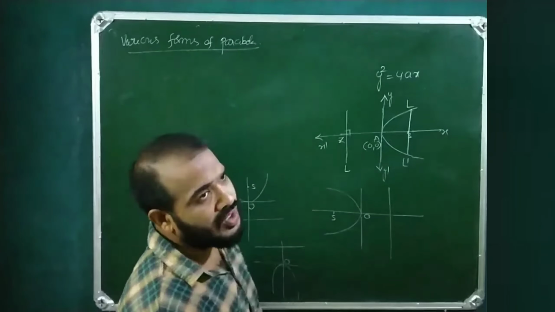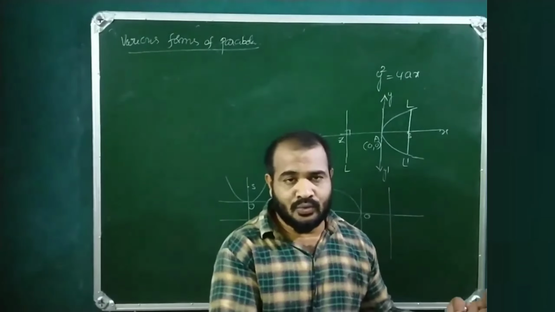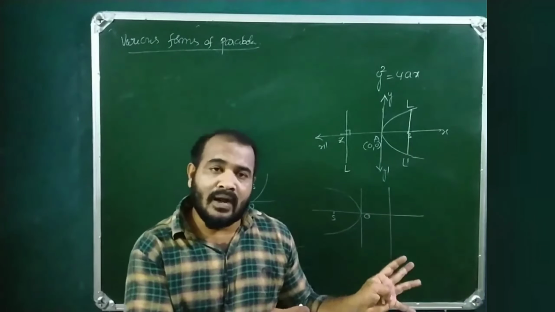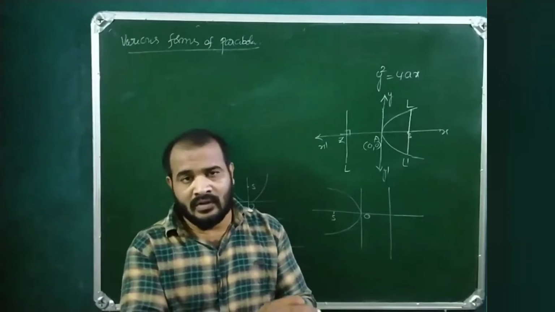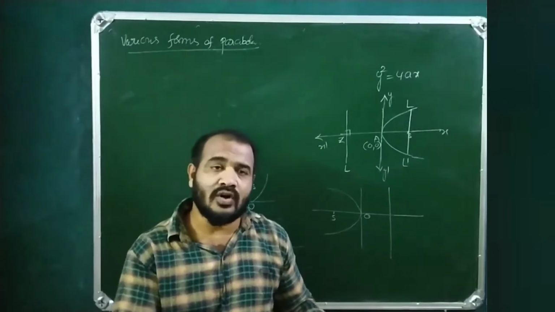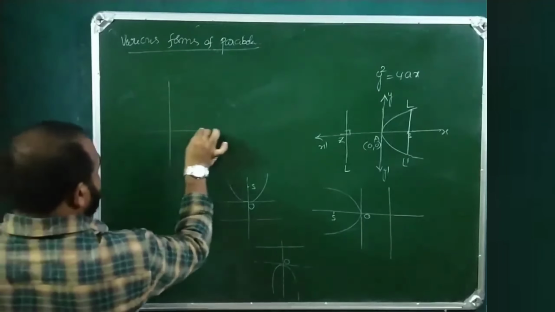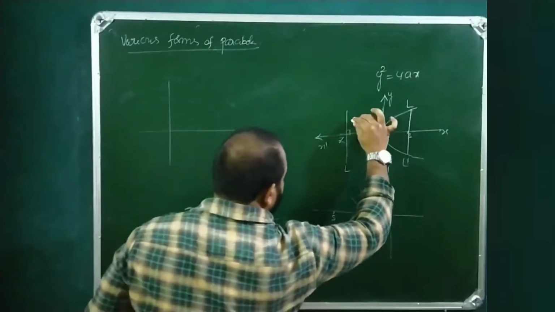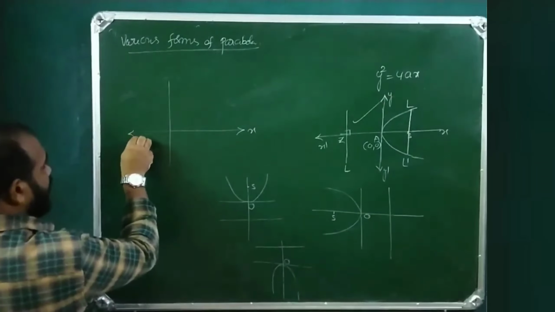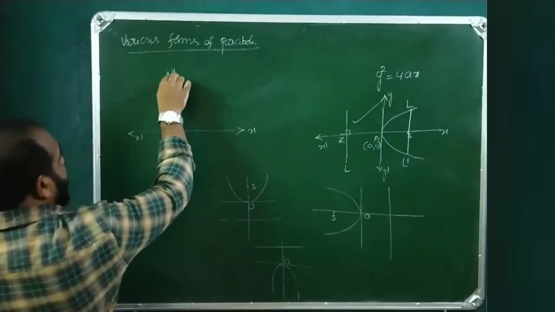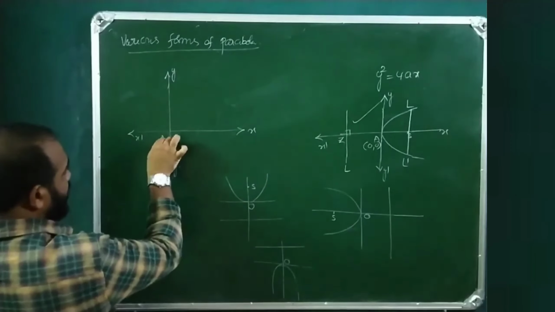So, a natural question generally arises: will the parabola have its vertex not at the origin also? Yes. For example, this parabola, if you take, this is x-axis, negative x-axis, y-axis, negative y-axis. So, the vertex is at the origin A here.